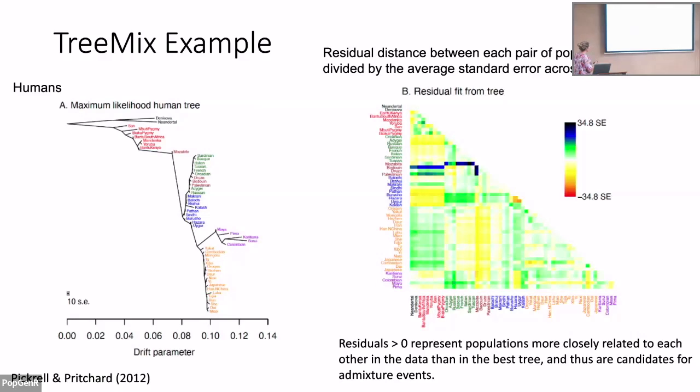So these are all distances between each pair of populations divided by the average standard error. And so residuals, the colours here, that are greater than 0 represent populations that are more closely related to each other in the data than in the best tree. And so they're kind of a candidate for admixture.